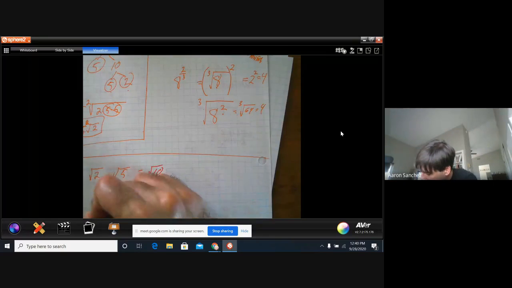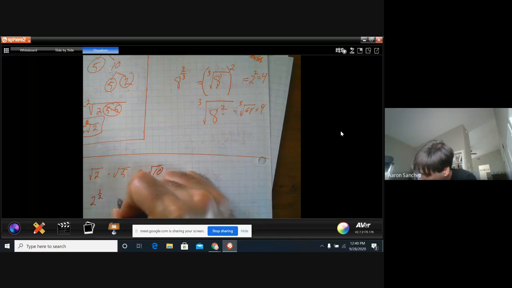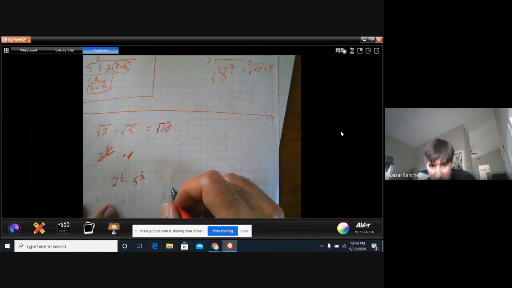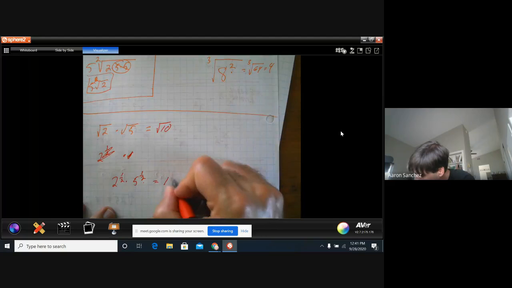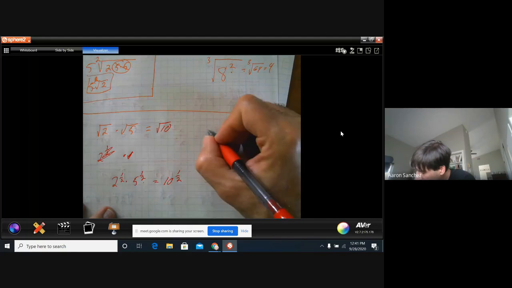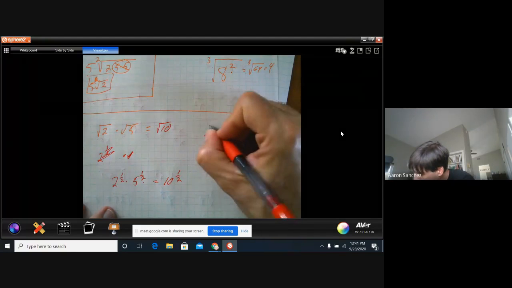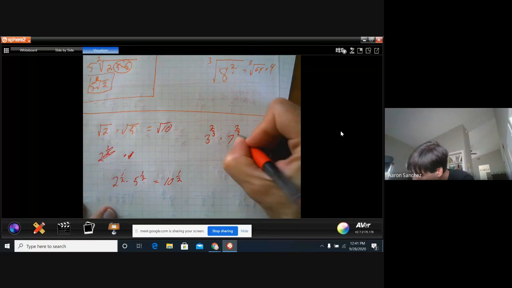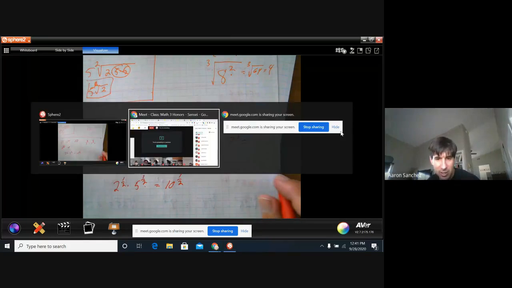Now, I can also say this. 2 to the 1/2 times 5 to the 1/2. Since the exponent's the same, I can just write that as 10 to the 1/2. I can even say 3 to the 2/3 times 7 to the 2/3. What do you think that's going to equal?